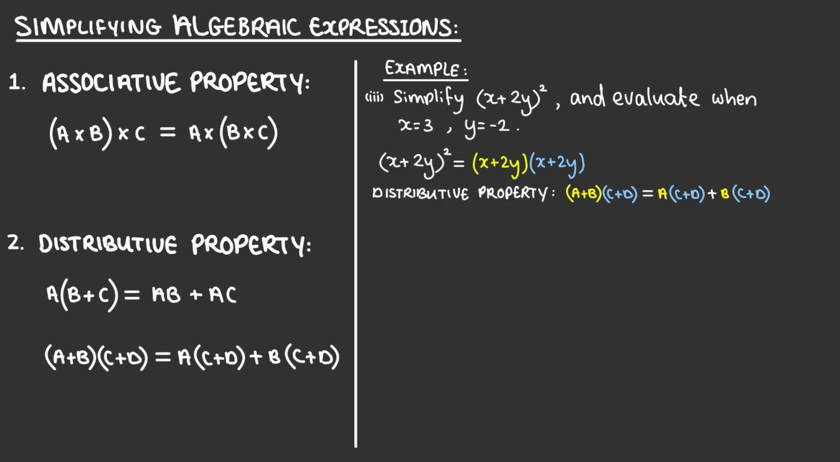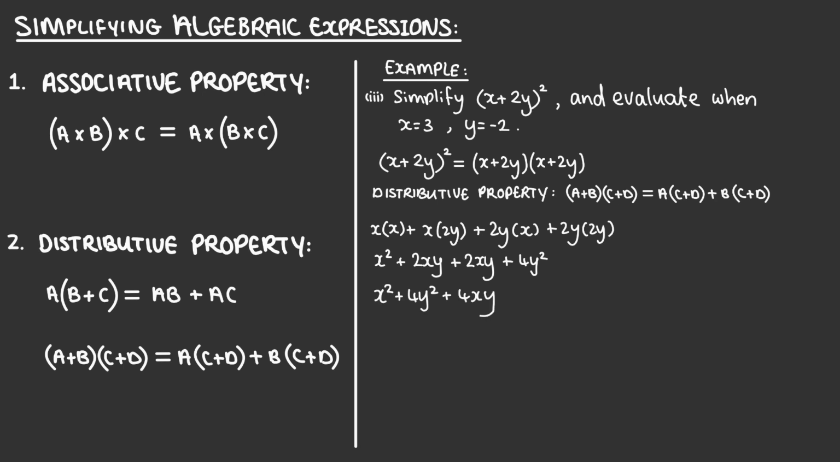We can now simplify this using our distributive property. So we multiply x by x and x by 2y, 2y by x, and 2y by 2y. These are all added together since all of the numbers inside the two brackets are positive. X by x is x squared, x by 2y is 2xy, 2y by x is 2xy, and 2y by 2y is 4y squared. We can add 2xy and 2xy and we get 4xy. And then rearranging our expression, we are left with x squared plus 4y squared plus 4xy.